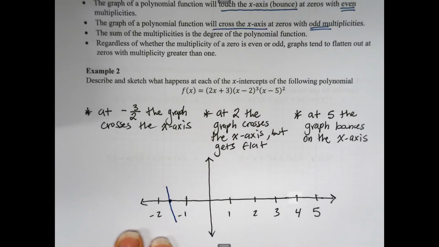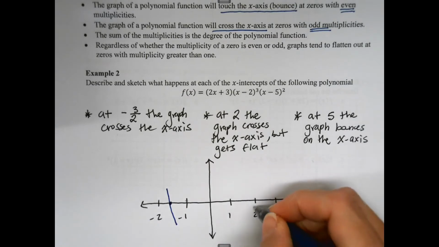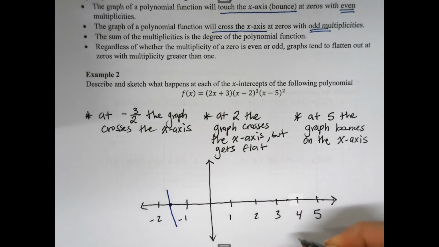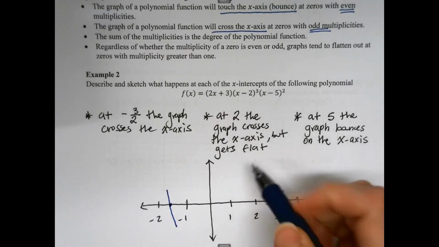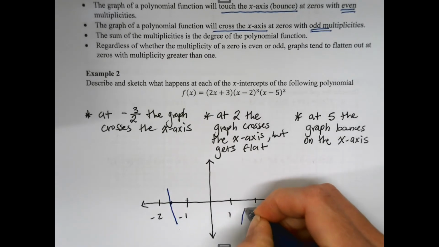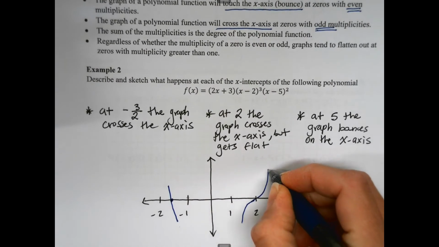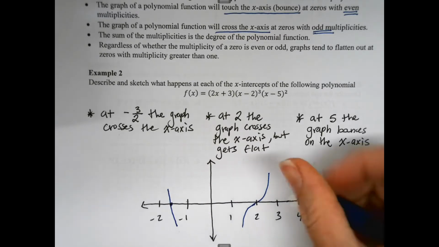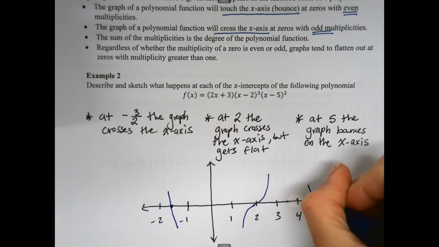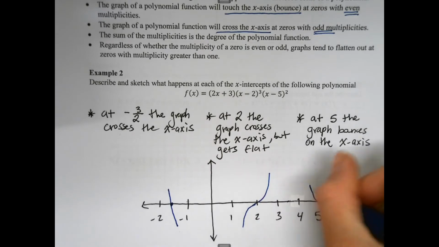And then at +2, it's going to cross through, but it's going to get kind of flat as it goes through since we have a multiplicity of 3. So our graph is going to come up here, get flat, and then go up. And at 5, we're going to bounce. So our graph will come down, touch, turn around, and go back off in that direction.